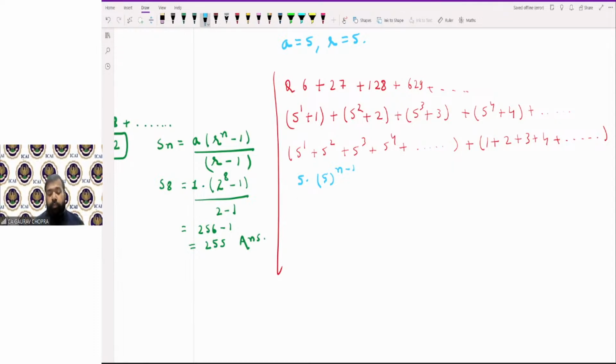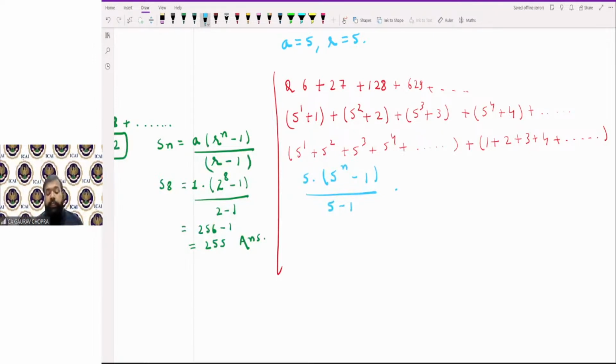Is this the formula? No, this is the formula for terms. अब क्या करेंगे? डिवाइड भी करना पड़ेगा आपको साथ में. तो a इंटू r टू द पावर ऑफ n minus 1, तो 5 टू द पावर ऑफ n minus 1 divided by r minus 1.